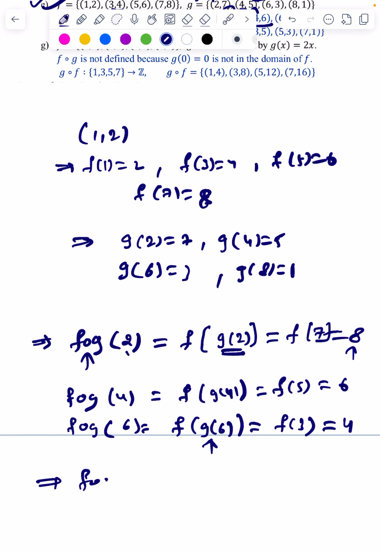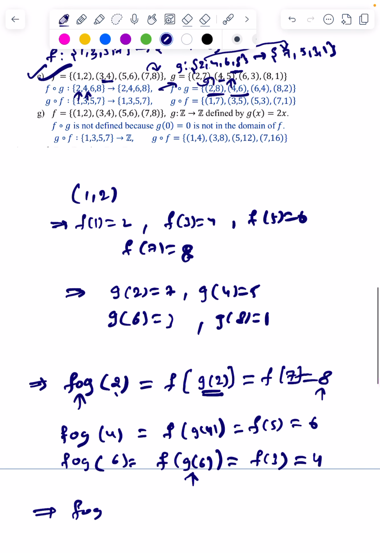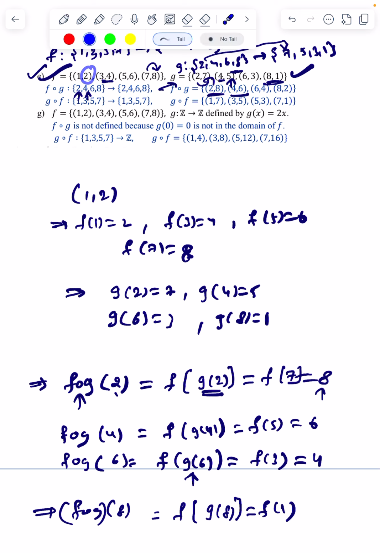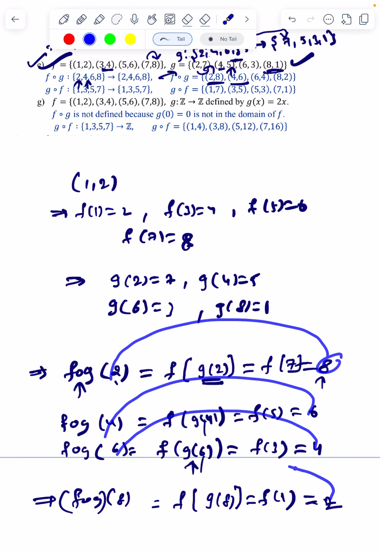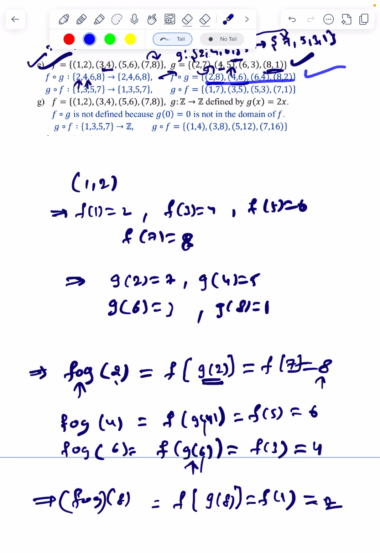Then the last one, f circle g of 8, I am going to find it. Now f of g of 8. Check first in the g function: g of 8 is 1. Now f of 1 is 2. So you can check these values in the given ordered pairs of the functions. So 8 is the image of 2, 6 is the image of 4, 4 is the image of 6, and 2 is the image of 8. In this way you can write the ordered pairs.